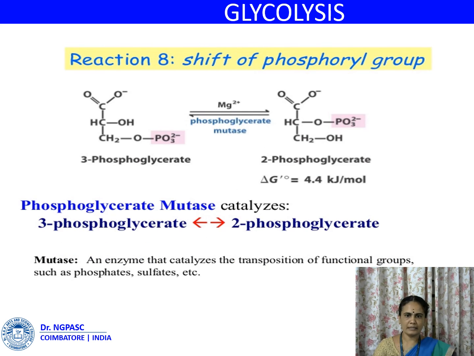Reaction 8 is a shift of the phosphate group. So 3-phosphoglycerate is shifted to 2-phosphoglycerate. The enzyme that catalyzes this reaction is phosphoglycerate mutase. A mutase is an enzyme that catalyzes the transposition of functional groups such as phosphates, sulfates, etc. Here it transposes the phosphate group.